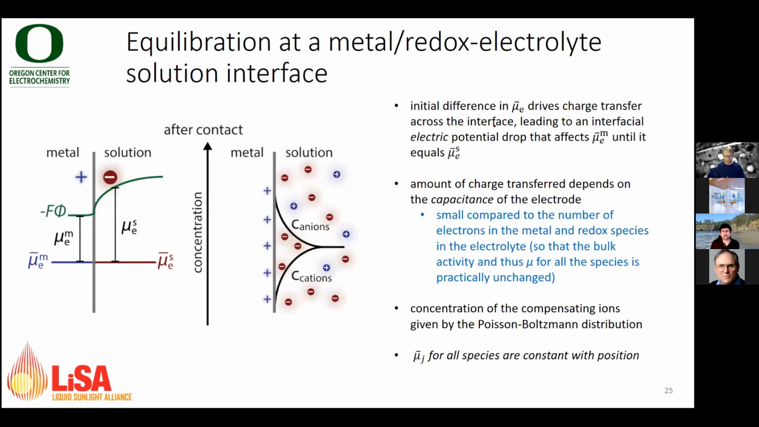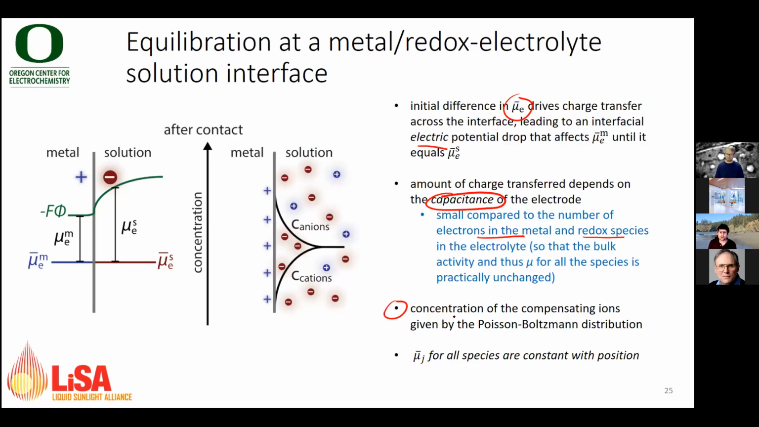So this is sort of a summary. The initial difference in mu bar e drives charge transfer, leading to the electric potential drop. The amount of charge transferred depends actually on the capacitance of the electrode, right? So it's going to depend on how that electrode's potential changes as charge accumulates. But the amount of charge transferred is small compared to the number of electrons in the metal and the number of redox species in the electrolyte. So we don't think about changing their activities much, or at all.